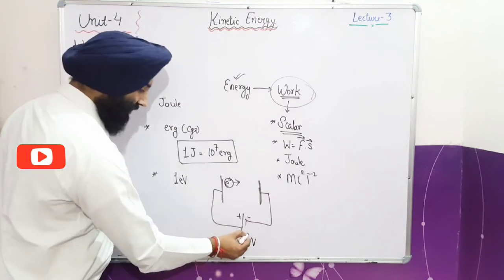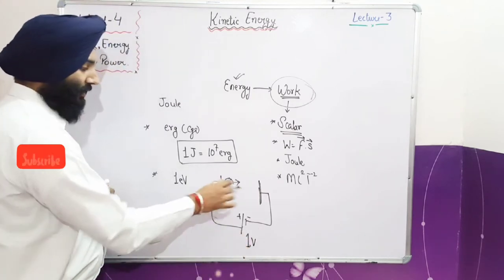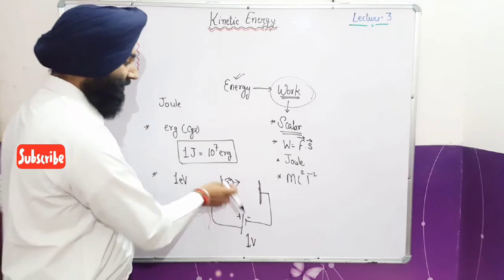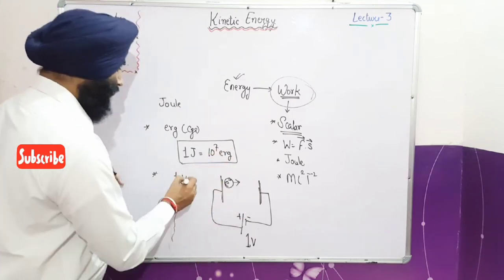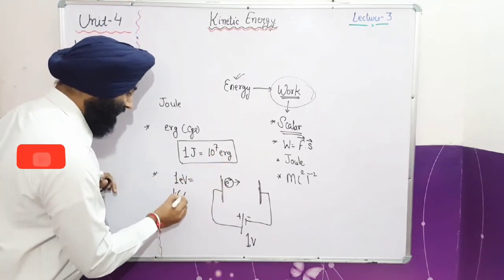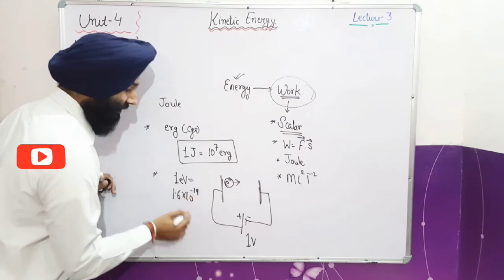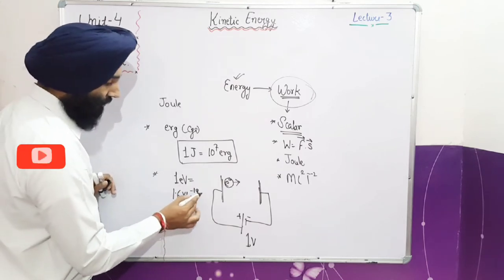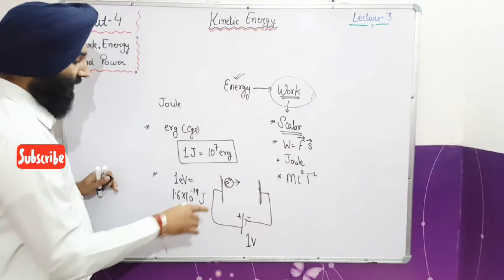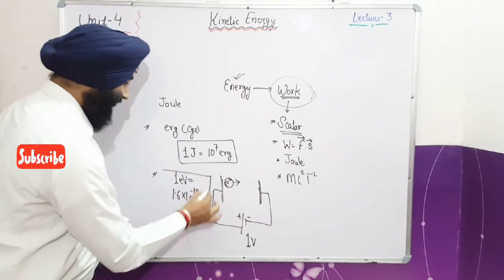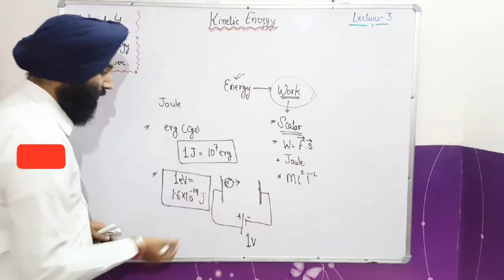Then the energy acquired by this electron is 1 electron volt, and its value is 1.6 into 10 raised to power minus 19 joule. So this is the value of this energy. So 1 electron volt is 1.6 into 10 raised to power minus 19 joule.